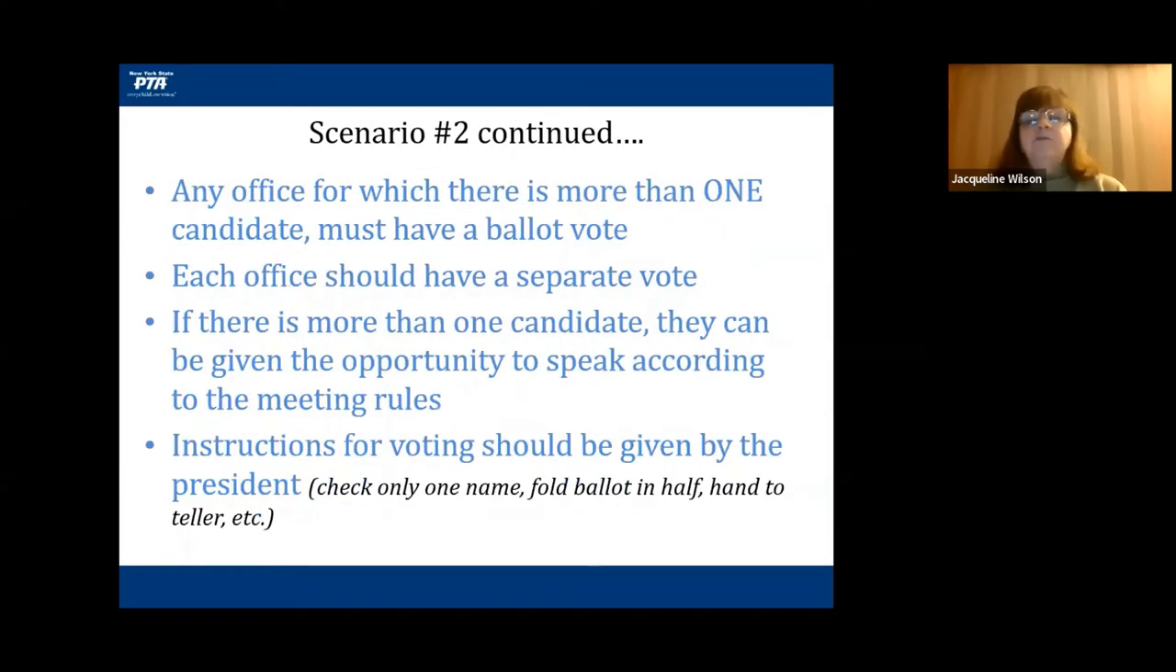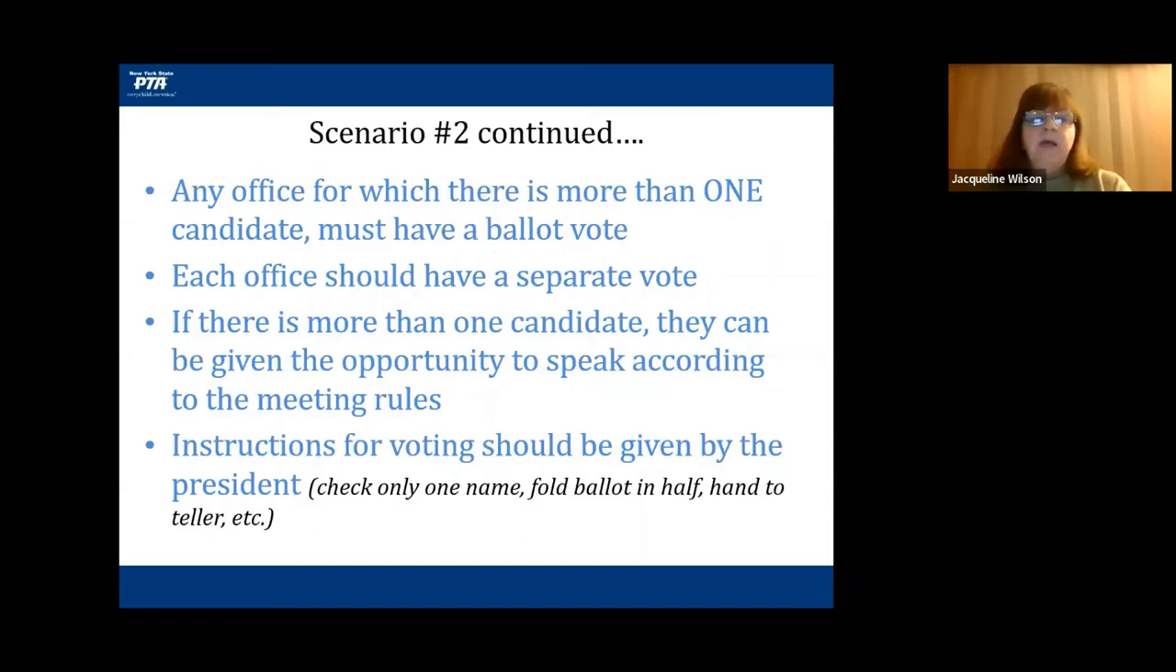Any office for which there is more than one candidate must have a ballot vote, and each office should have a separate vote. Again, even when you do a voice vote, you want to announce each office individually, because you're now recognizing that person who is stepping up to a leadership role, and you want to announce that and congratulate them individually instead of saying, let's take all the offices at once.